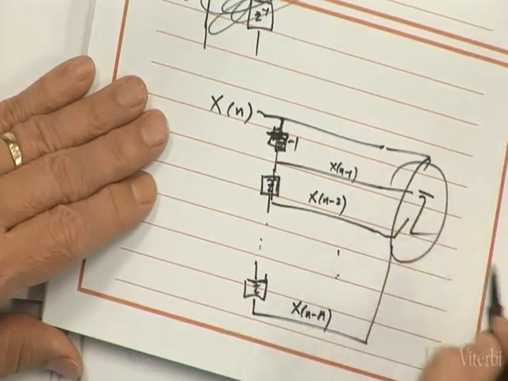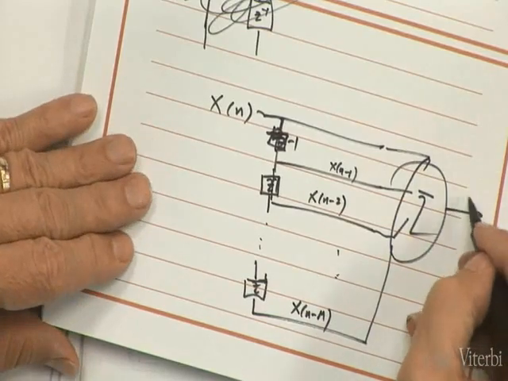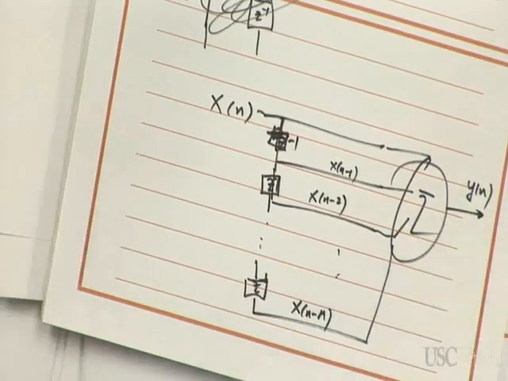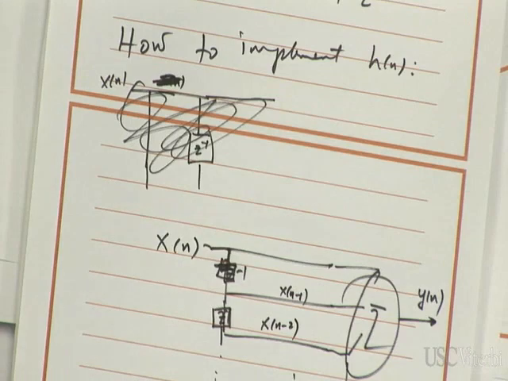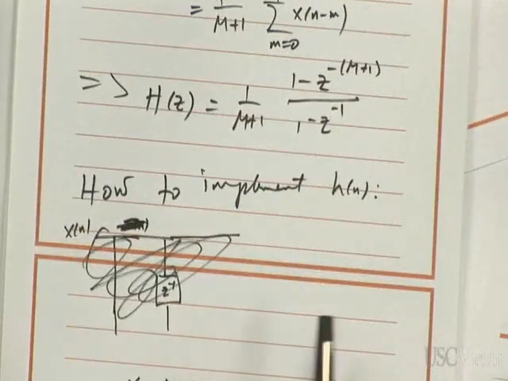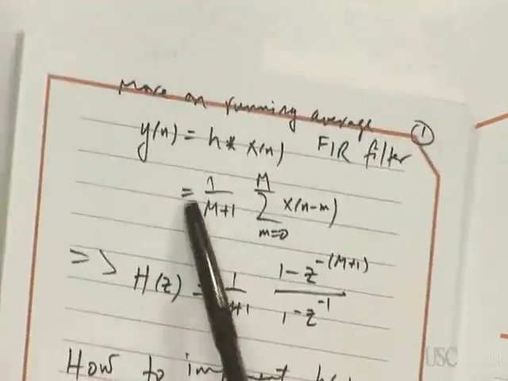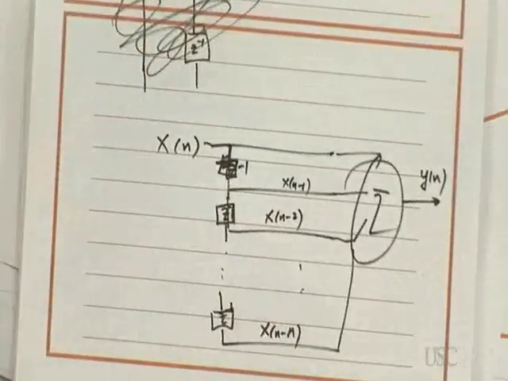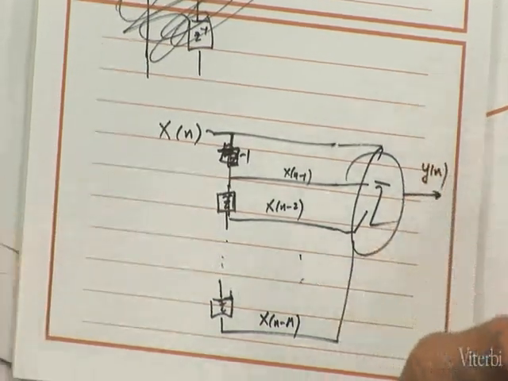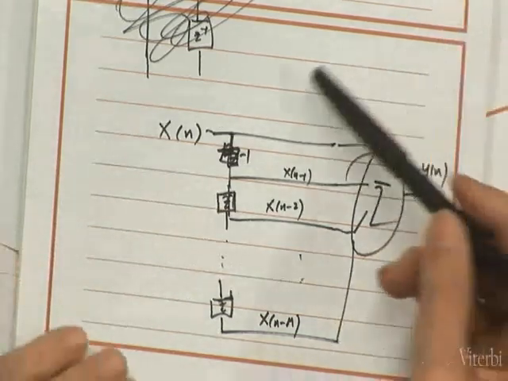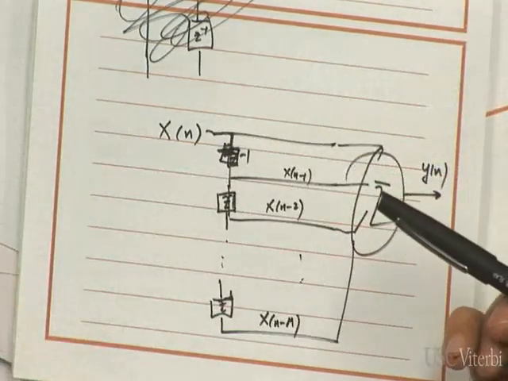It's not great, but anyway. And you produce y of n coming out. See? So that would be the way to implement. If you look at the difference equation, this would be a logical way of implementing it. And this works. It's fine. It's a perfectly valid way of implementing it. The only thing is it takes all these adders to do it.